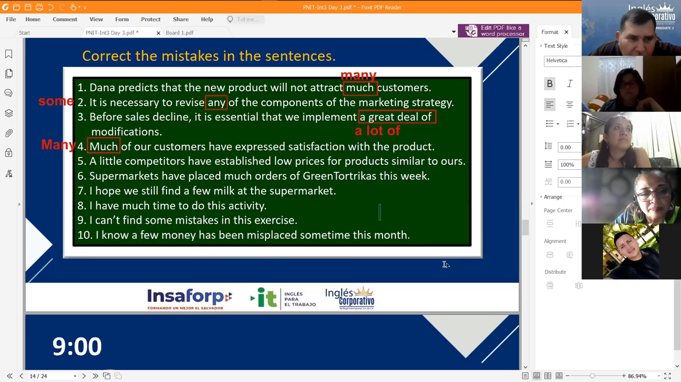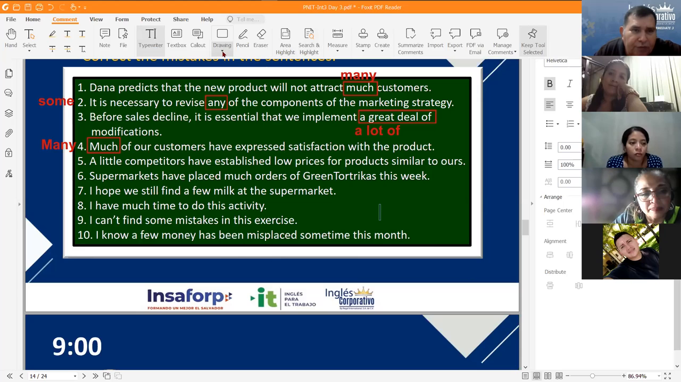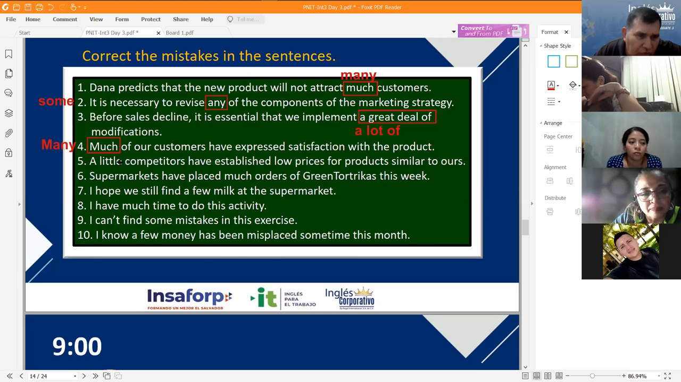What about a little competitors have established low prices for products similar to ours? A few. Excellent. A few, because a few is for countable. So it has to be a few, not a little.